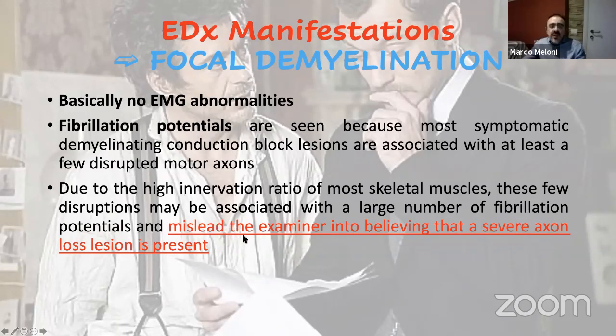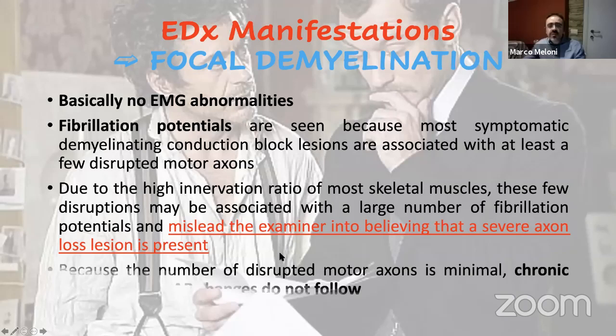So we need to re-examine the patient and see if there are still fibrillation potentials, or if we get motor unit action potentials, or restitutio ad integrum of the signal. So in this case, chronic neurogenic motor action potential changes don't follow, if you have just a focal demyelinization, because the axon is still safe.